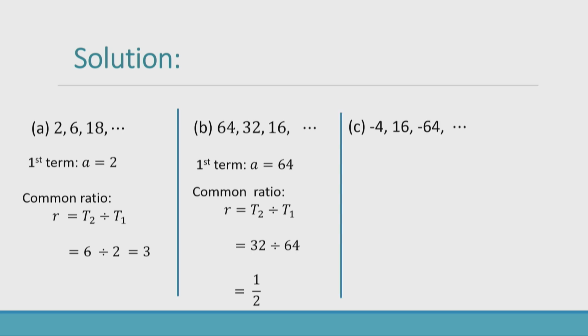Part C, negative 4, 16, negative 64. So A will be equal to negative 4. Now R will be 16 divided by negative 4, which is negative 4.